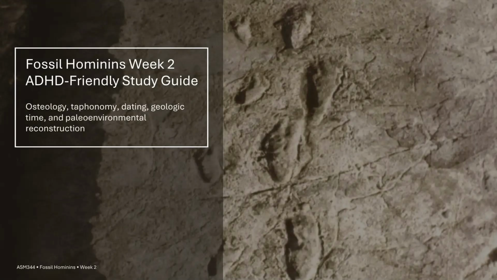This video is part of my ADHD-Friendly study guide series. Today we will be going over a study guide for Week 2 of ASM 443, Fossil Hominins. Fossil Hominins is an online lab and lecture course at Arizona State University. I attended this course in spring of 2026. Today we are covering the readings from Week 2.